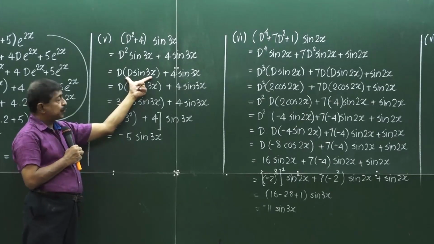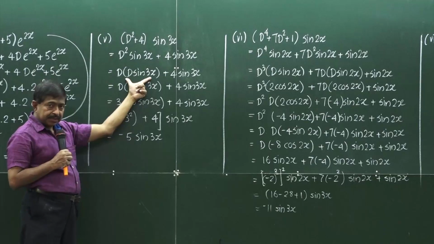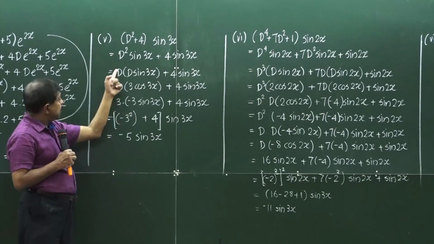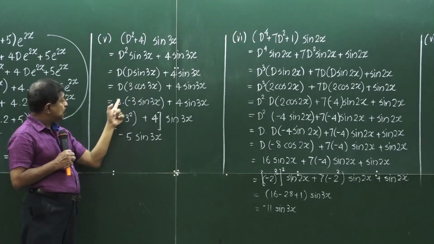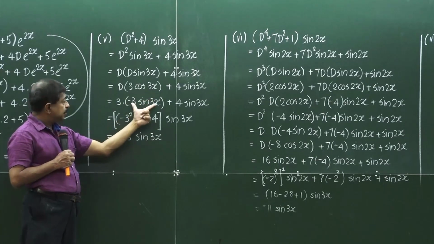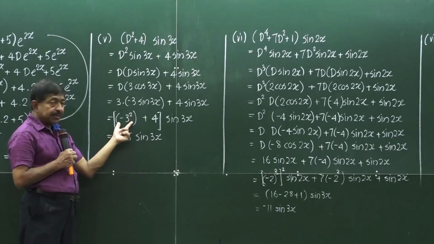Now, first take care of this one. Deal with this. So the derivative of sine 3x is what? 3 times cos 3x. Now again you have a d. So you differentiate this again. What would you get? You can pull out this 3. When you differentiate cos 3x, you get minus 3 sine 3x. Now combine these two. You get minus 3 squared.